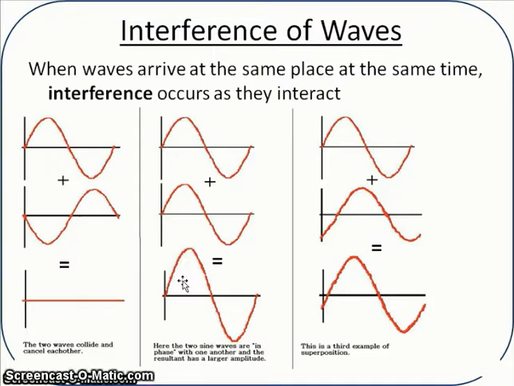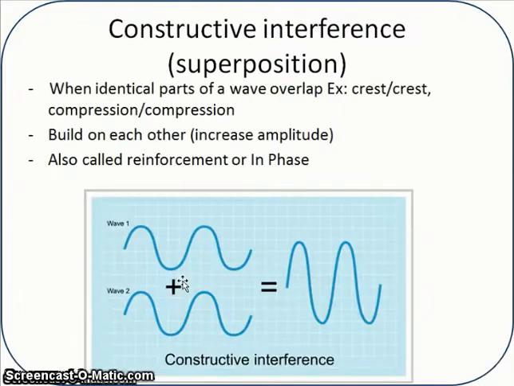Interference means when two waves meet each other, and they meet at the same place at the same time, we call that interference. And a few different things can happen depending on how the waves hit each other. One thing that can happen is called constructive interference. Constructive interference means two waves are going to meet, but they do it in a certain way.